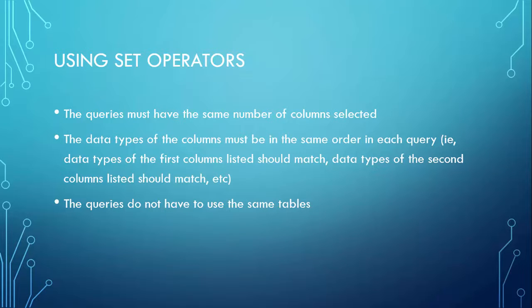When we use set operators, the queries must have the same number of columns selected. The data types in the columns we select must be in the same order in each query. So for instance, if the first column is an int in the first query, in the second query it should also be an int. If they don't match, we will have some errors when we try to run our set operator queries. Our queries don't have to use the same tables and set operators.